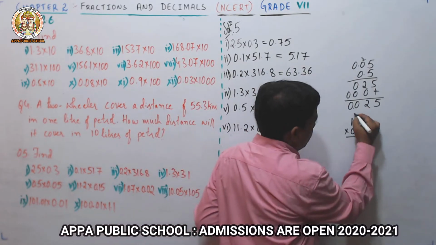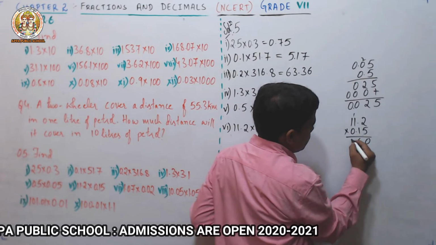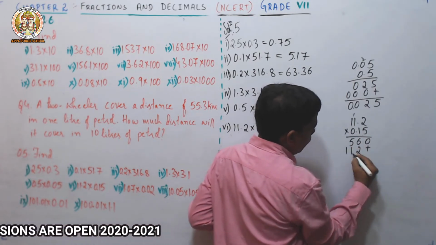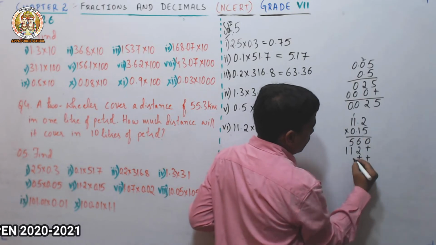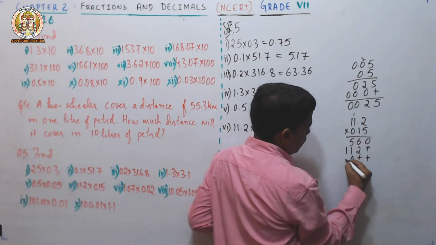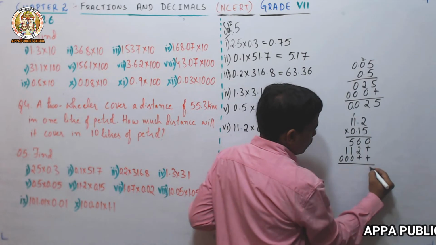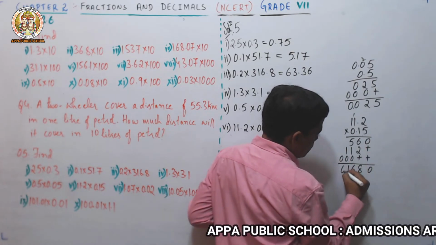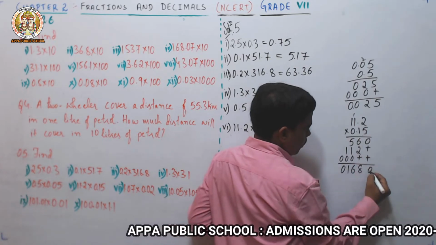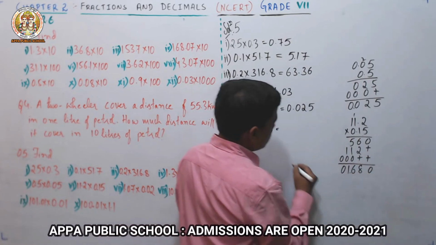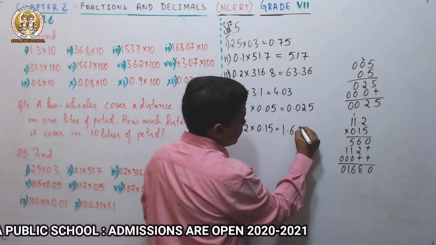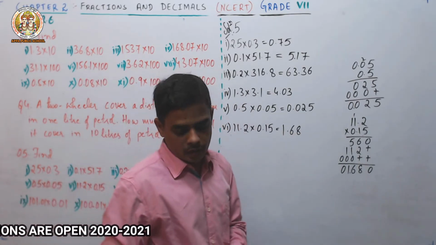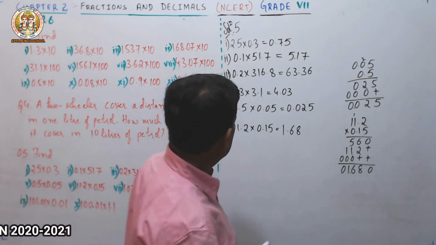See here. 5 2s are 10. Carry 1. 5 1s are 5 plus 1, 6. 5 1s are 5 plus 2 1s are 2. 1 1s are 1, 1 1s are 1 plus how many zeros? 1, 2, 3. So 0, 6, 7, 8. 5 plus 1, 6. 1, 0. 1, 2, 3. Therefore the answer is 1.68. What did I say the answer is? The answer I said is 1.68. That's it. Next one.